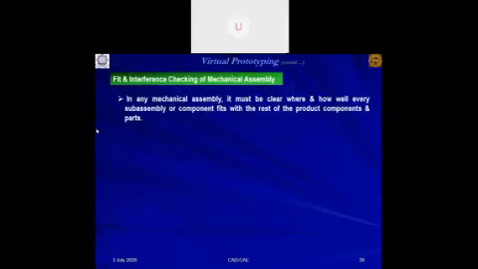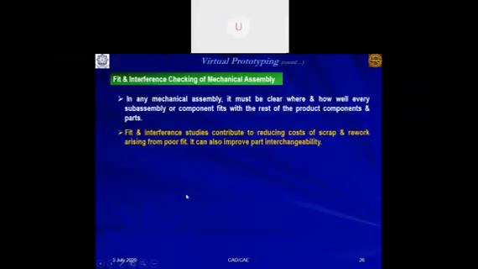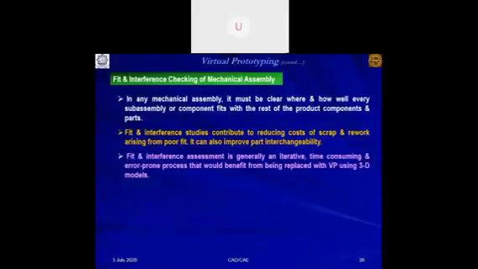So fit and interference studies contribute to reducing the cost of scrap and rework arising from poor fit, and they can also improve part interchangeability. Fit and interference assessment is generally an iterative, time-consuming and error-prone process that would benefit from being replaced with a virtual prototype using the 3D models.